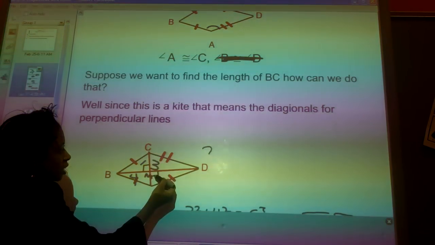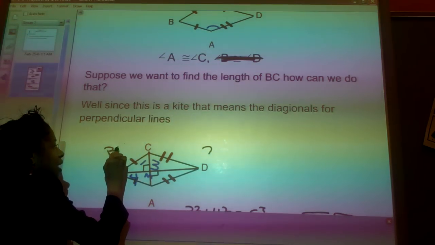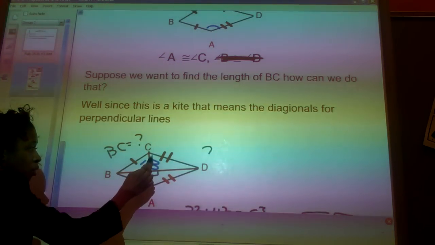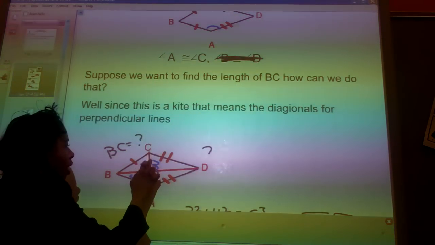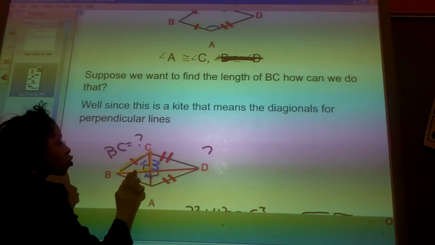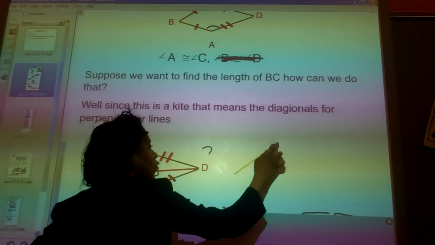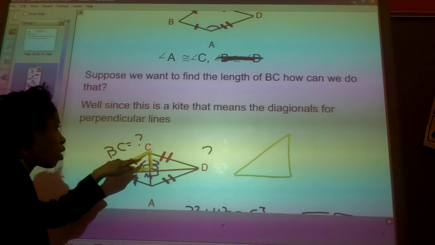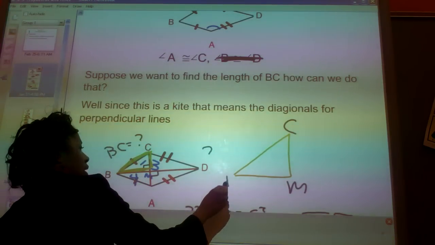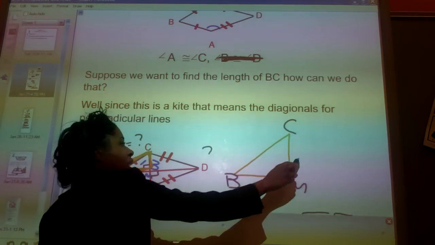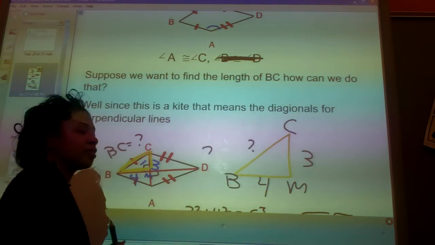I see the length of CM is 3. I see the length of BM is 4. The question is, what's the length of BC? Well, what do I see? If I shade this here, I see that this is a right triangle. If I move my right triangle over here, and I redraw CM, and I'm going to redraw the lines, I'm just moving it over, and that's B. CM was given as 3. MB is 4. And the question is, what's the length of BC?